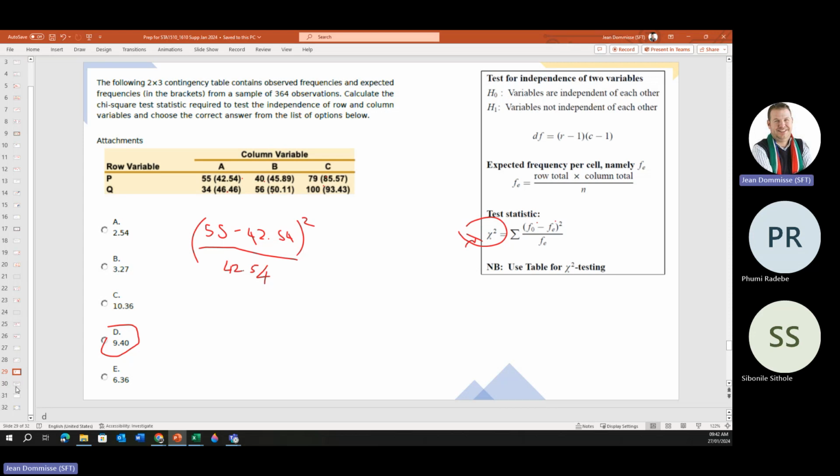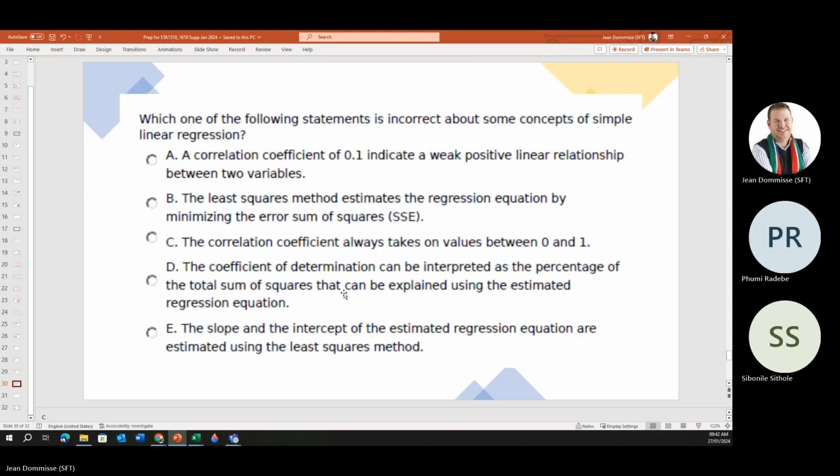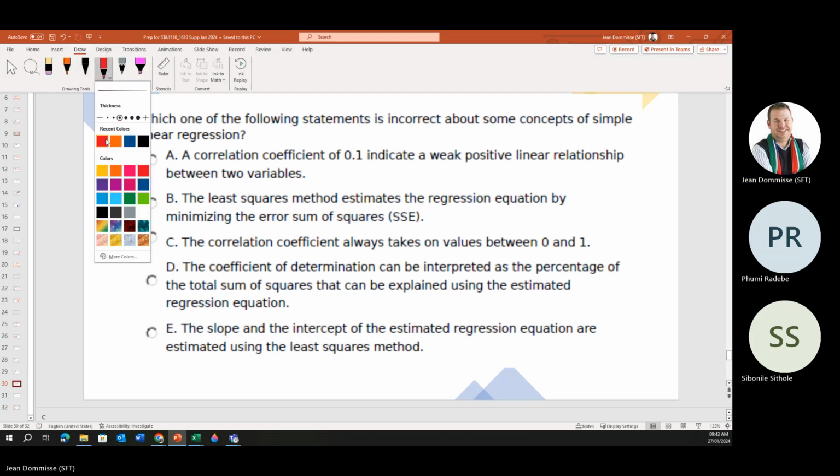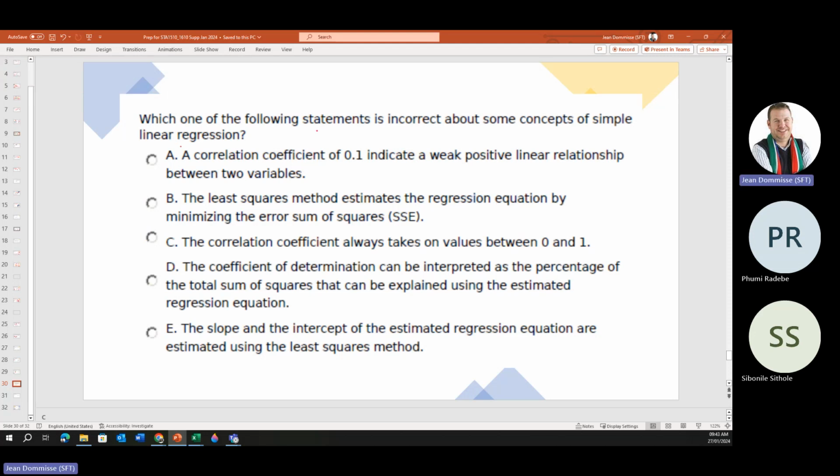Okay, let's look at the next one. Again, we're looking now at the regression chapter, definition first, and then we'll go into one of the practice ones. Which one of the following statements is incorrect about concepts of simple linear regression?